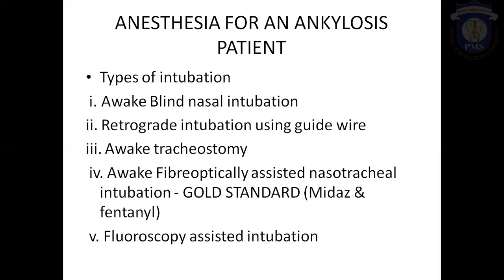Then anesthesia for this TMJ ankylosis patient is very difficult because mouth opening is very poor. So the types of intubation for this kind of patient are: awake blind nasal intubation, then retrograde intubation using guide wire, then awake tracheostomy, awake fiber optically assisted nasotracheal intubation, which is the gold standard, then fluoroscopy assisted intubation.